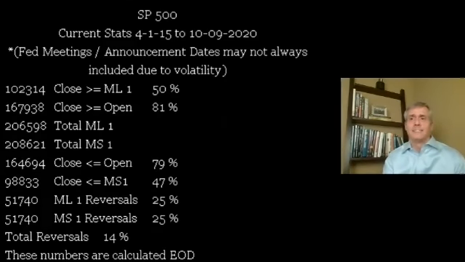Reversals, that is when a stock reaches the ML1 and the MS1 in the same trade day, typically occur at overbought and oversold conditions. When the market gaps open with large gaps, volatility, in other words, is actually what increases the chance of an intraday reversal.